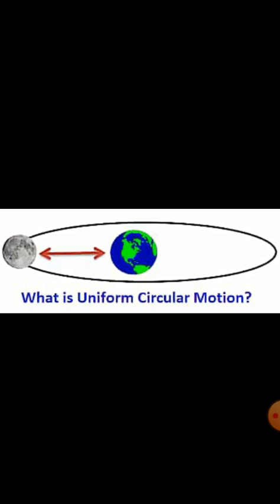Let us consider an object moving in a straight line path. What type of motion is it having? It is said to have linear motion. But when an object moves along a circular path or along a circle, it is called circular motion.